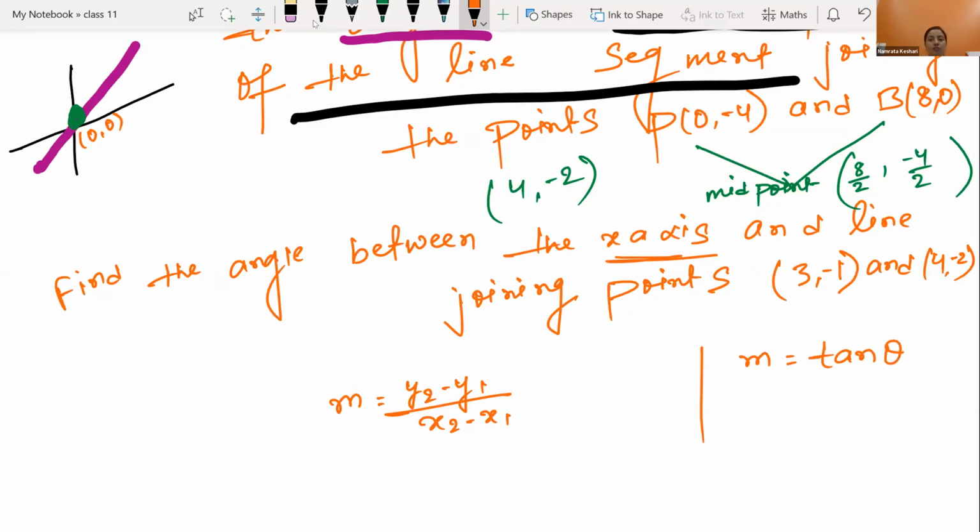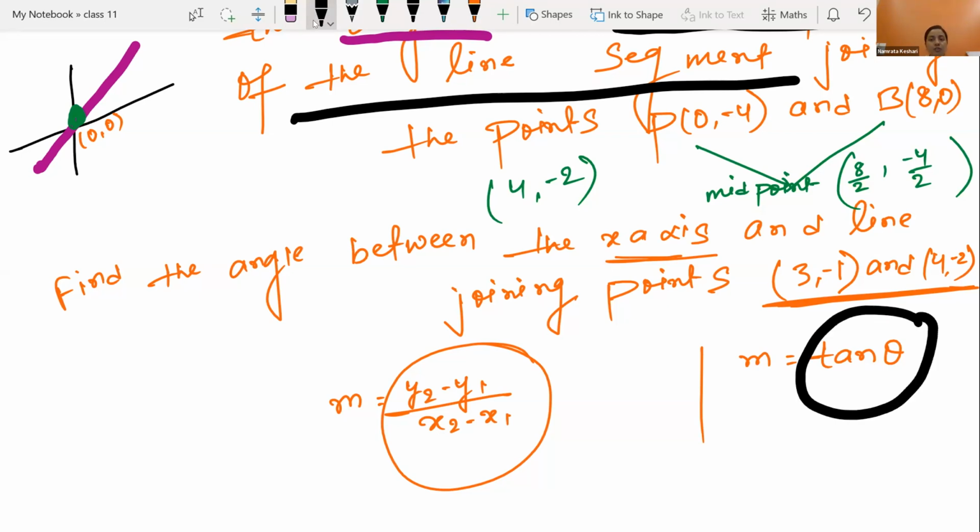If the coordinates are given, then we can use y2 minus y1 by x2 minus x1 and compare it with tan theta. Now we don't have any confusion about why we are comparing with tan theta, because we just derived the formula as well, right? Yes, ma'am. Okay, so please find tan theta by using these 2 points. 3 minus 1, 4 minus 2. Just do it. Will you be able to do it, or shall I do it over here?